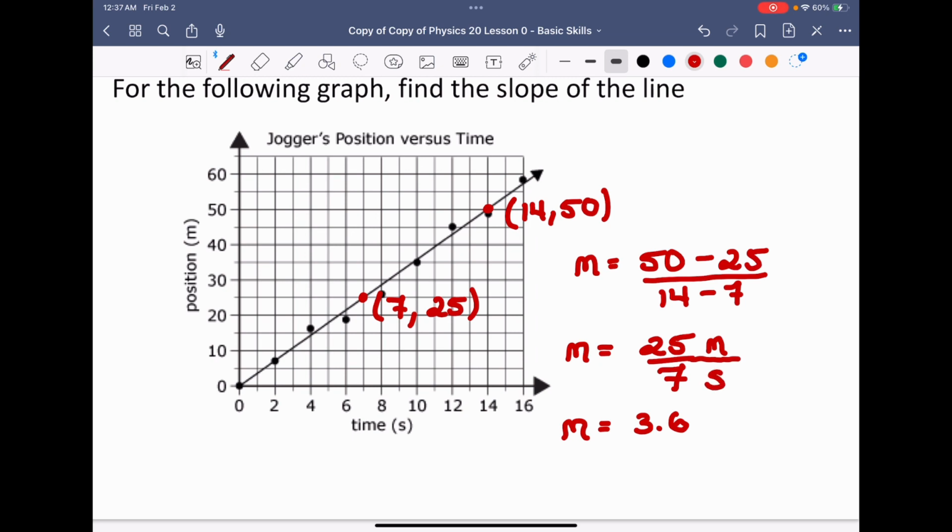And so when we put this together, we say that the slope of this graph gave us 3.6 meters per second. So when we talk about a jogger's position versus time, when we calculate the slope, it's actually talking about the jogger's speed, which is really critical. And so we get speed out of this marker here.